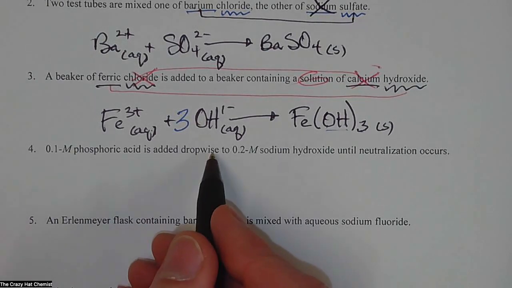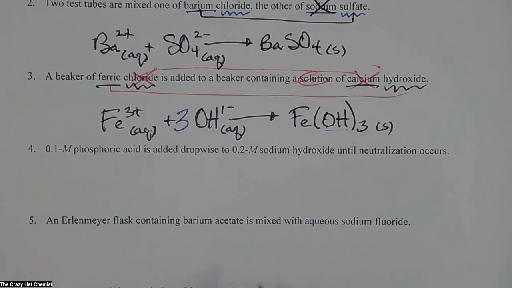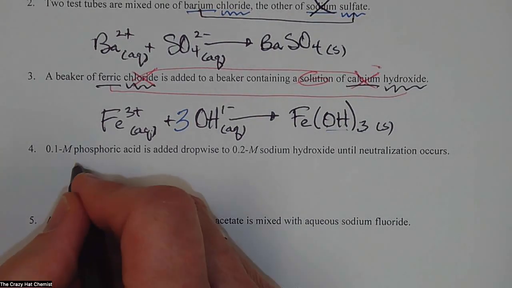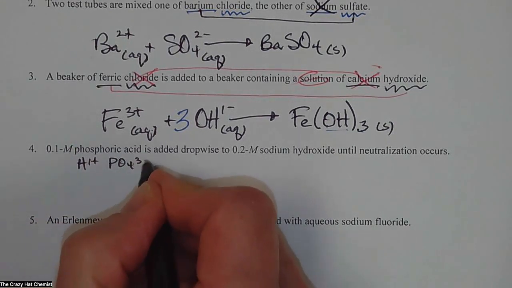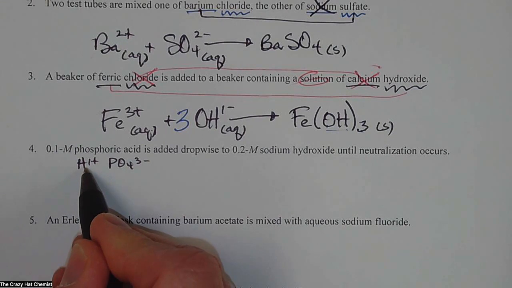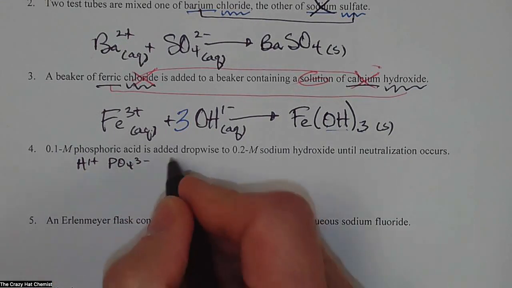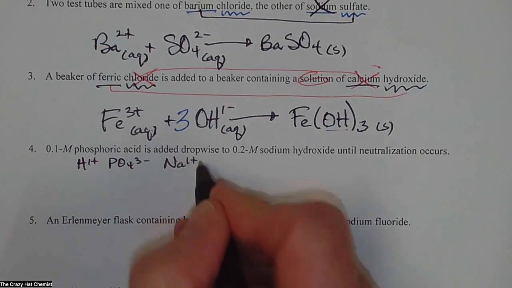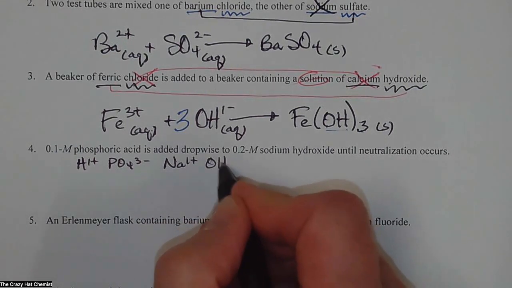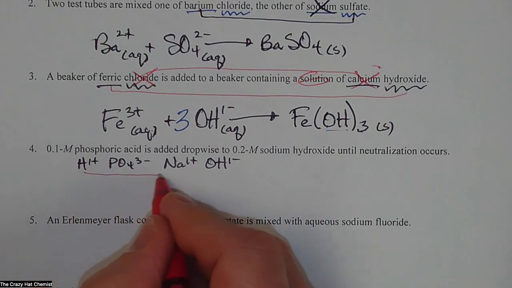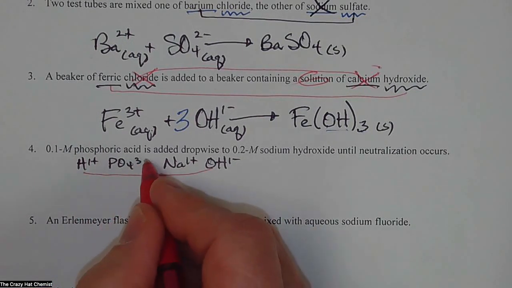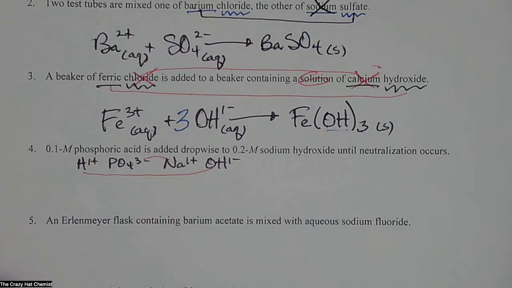Phosphoric acid is added to sodium hydroxide until neutralization. So I'm going to write this one out just a little bit. H plus, PO4 3 minus, that's the hydrogen in phosphoric acid and the phosphate. And then the sodium ion and the hydroxide ion. Okay. And then what's going to happen is the hydrogen and the hydroxide and the sodium and the phosphate are going to get together. Well, it cannot be the sodium.